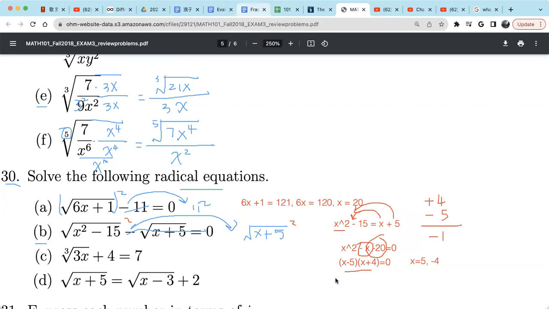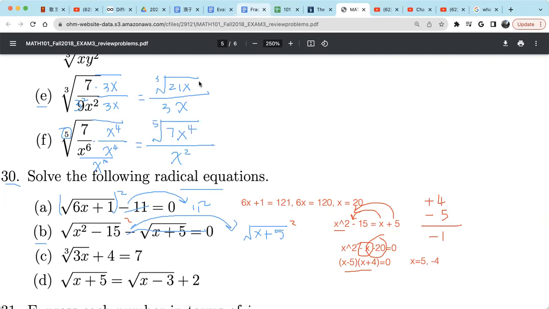But now with 2 solutions, usually we go back to check to see if they are truly solutions, because once we square, sometimes it causes extraneous solutions. Okay, that means not real solutions. But if we do check, we see 5 squared minus 15, that's square root 10. Then square root of 5 plus 5, that's the square root of 10 also. If we plug in negative 4, squared is 16, minus 15, that's 1. Then square root of negative 4 plus 5 is also square root of 1. So both are solutions. So we have 2 solutions for B.